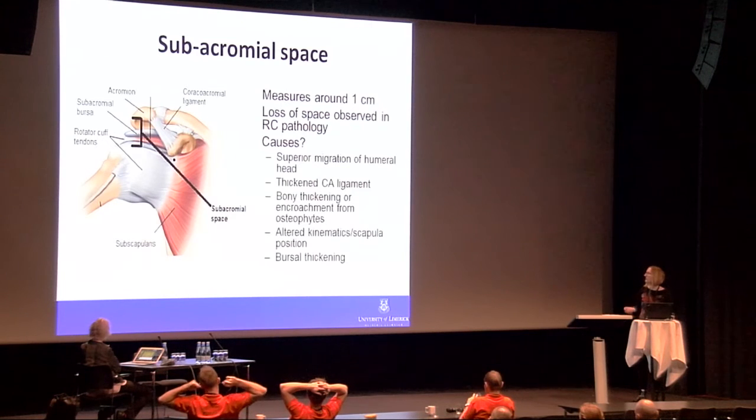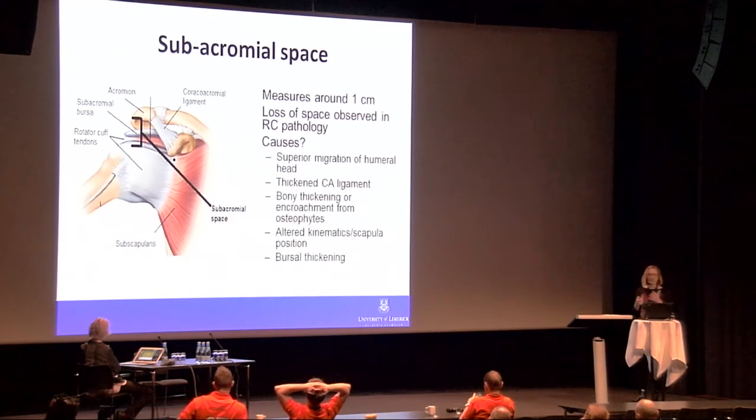Fitting in with today's session, altered kinematics or altered position of the scapula, of course, because that will alter the position of the acromion and the coracoid. That might also lead to a reduction in subacromial space. Or if the bursa or tendon are thickened, that might also change the relationships or amount of space that's available.